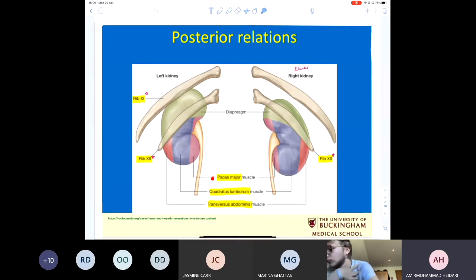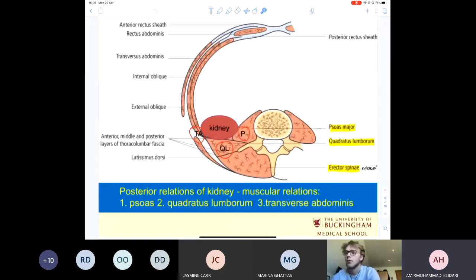The psoas major muscle is here. The quadratus lumborum muscle is here. Transversus abdominis would be more lateral, and the diaphragm would lie above the kidneys. Again, notice that the right kidney is a bit lower than the left kidney because of the liver here. Again, the posterior relationship. These 3 muscles are very, very important, so please make sure you know them in your exams and so on.